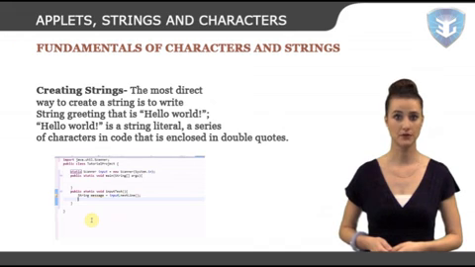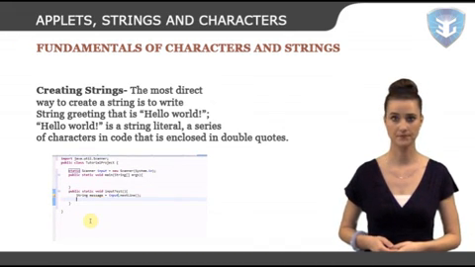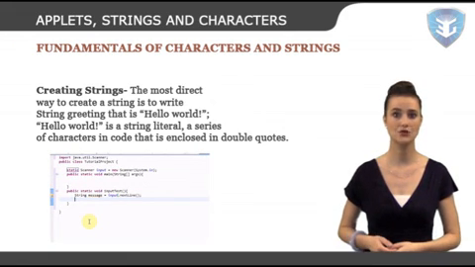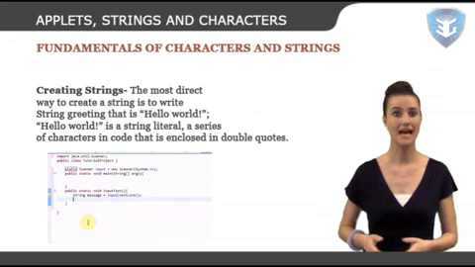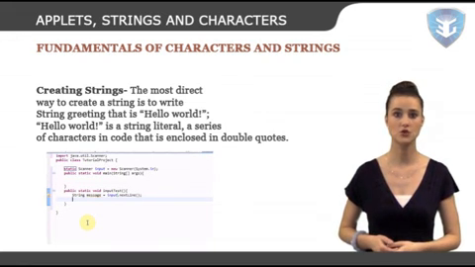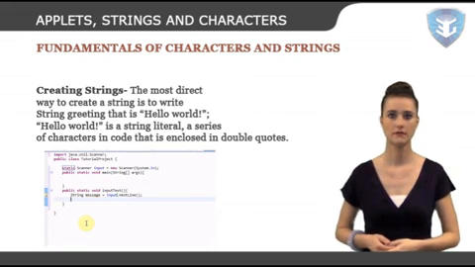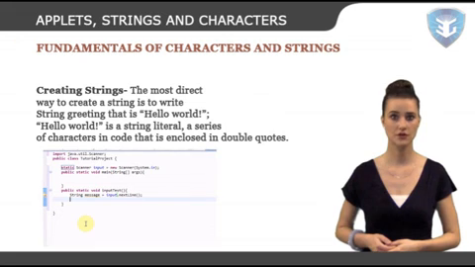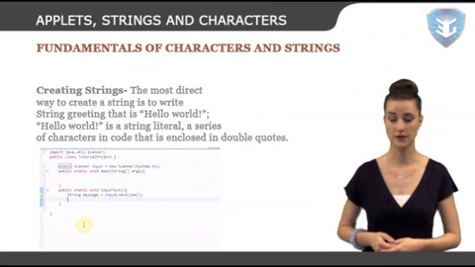"Hello world!" is a string literal, a series of characters in code that is enclosed in double quotes. Whenever it encounters a string literal in the code, the compiler creates a String object with its value, Hello world exclamation mark. As with any other object, one can create String objects by using the new keyword and a constructor. The String class has 13 constructors that allow providing the initial value of the string using different sources, such as an array of characters as shown here.